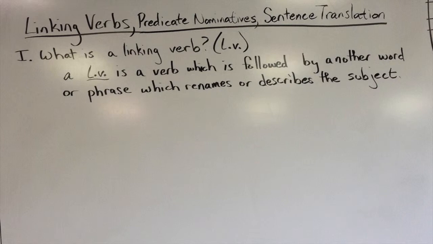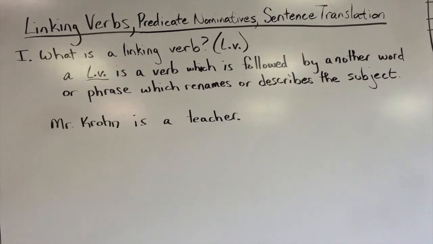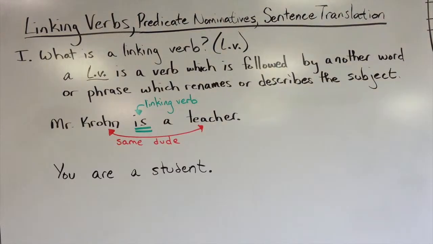So, our first example would be, Mr. Crone is a teacher. Notice how Mr. Crone and the teacher are the same person here. So since Mr. Crone and the teacher are the same person here, that makes is a linking verb. Teacher is renaming Mr. Crone. We could also use the example sentence, which you should write down in your notes. You are a student. In this sentence, you and student are the same person. Student is renaming you, so are is a linking verb.